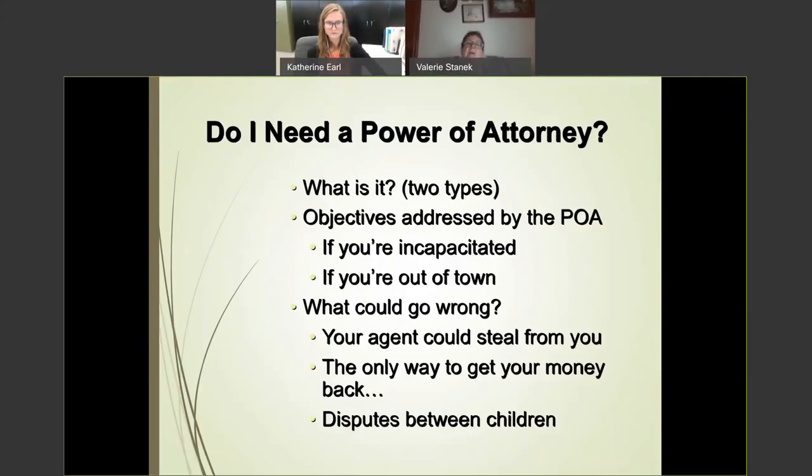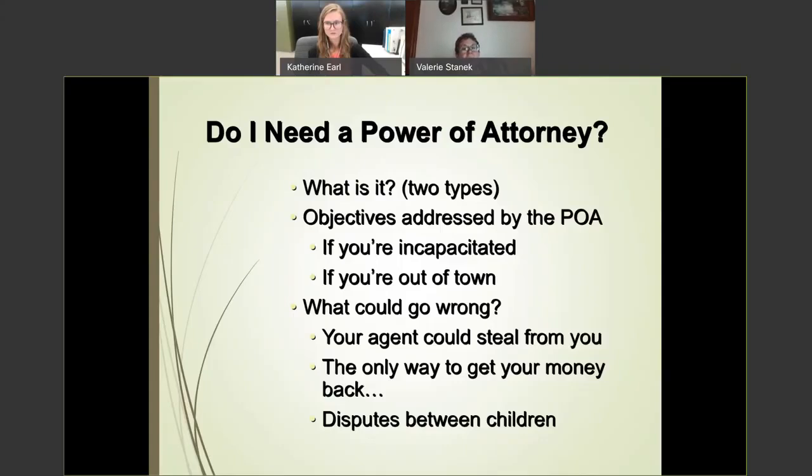But while you're living, if you become incapacitated, or if for some reason you're unavailable, for example, you're traveling, and something needs to be done of a financial nature, bills need to be paid, a property needs to be sold, assets need to move from one place to another, a power of attorney gives someone else the authority to handle that. There are a couple of types of powers of attorney.